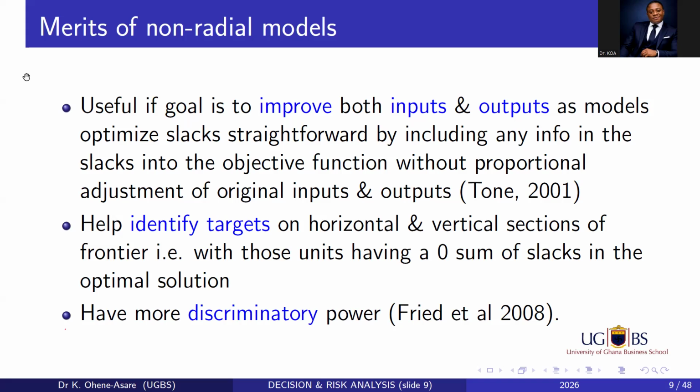And because of that, when there are targets, either on the horizontal or vertical sections of the graph, those targets would have been affected under the radial models. But now you get a correct target under these non-radial models because it incorporates what? Slacks.